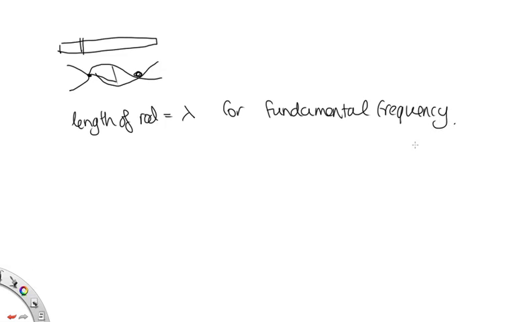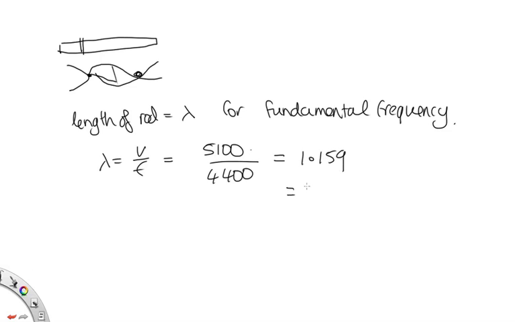So now what we need to do is work out the wavelength. The wavelength is equal to the velocity over the frequency. We're told that the velocity is 5,100 and we're told that the frequency is 4,400. And so solving this on the calculator we get 1.159, which to three significant figures is 1.16 meters. And so that is our wavelength, which is our length of the rod.